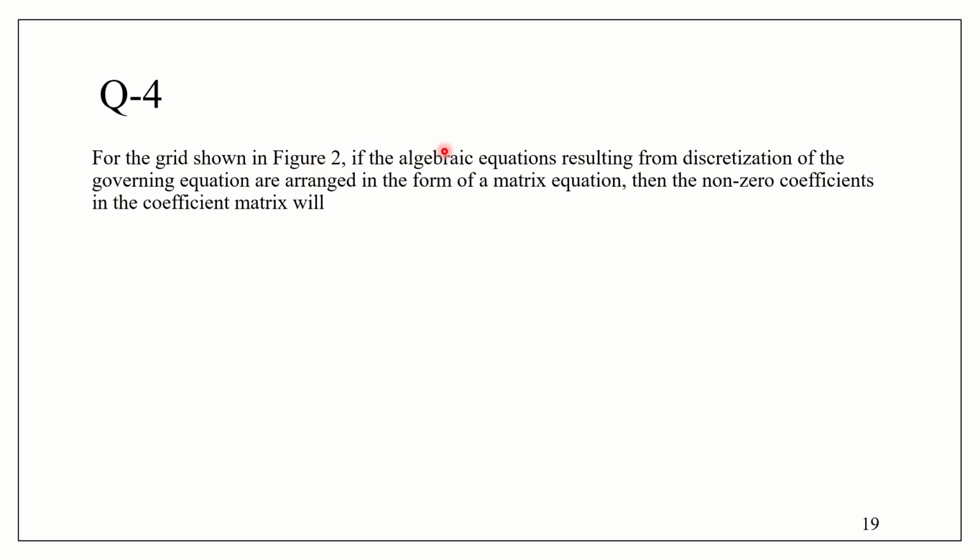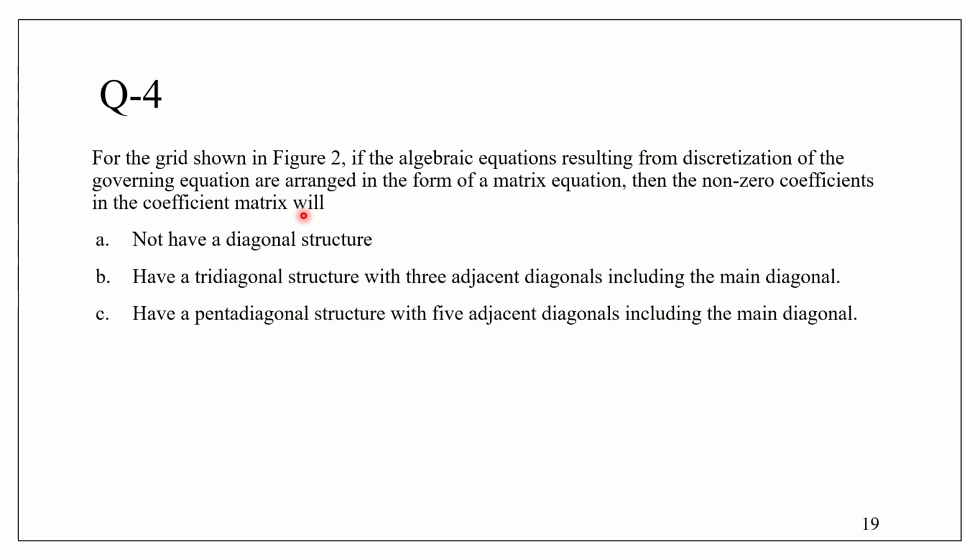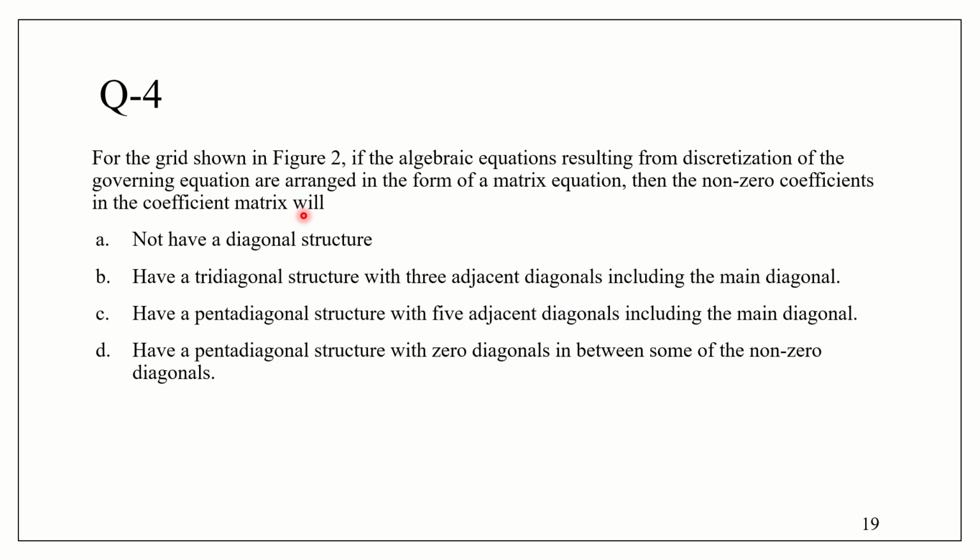If the algebraic equations resulting from the discretization of the governing equation, so we have got 10 algebraic equations, are arranged in the form of a matrix equation, then the non-zero coefficients in the coefficient matrix: they will not have a diagonal structure; they have a tridiagonal structure with 3 adjacent diagonals including the main diagonal; have a pentadiagonal structure with 5 adjacent diagonals including the main diagonal; have a pentadiagonal structure with 0 diagonals in between some of the non-zero diagonals.